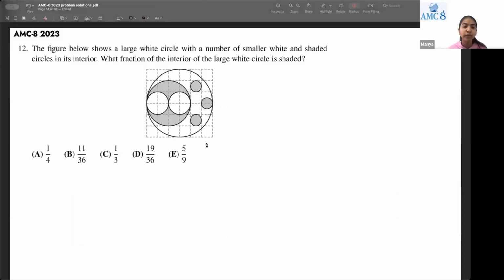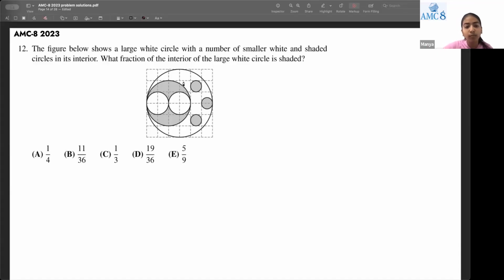Problem number 12. The figure below shows a large white circle with a number of smaller white and shaded circles in its interior. What fraction of the interior of the large white circle is shaded? So for this question, there's going to be two solutions. Part A will take more time, but it's more accurate, and part B is just a shortcut, but I'm not sure if this shortcut works just for this problem, or for other problems as well. So I'll be telling you the more accurate solution first, which is part A.